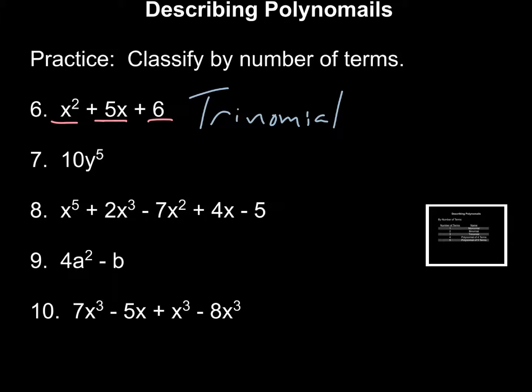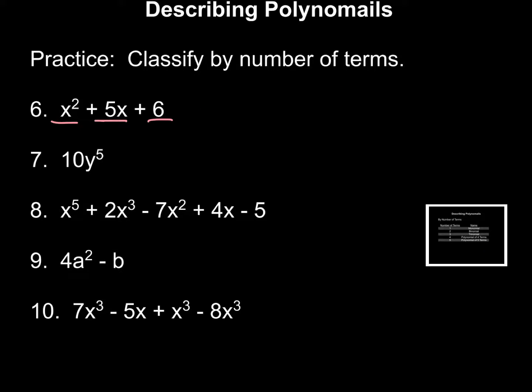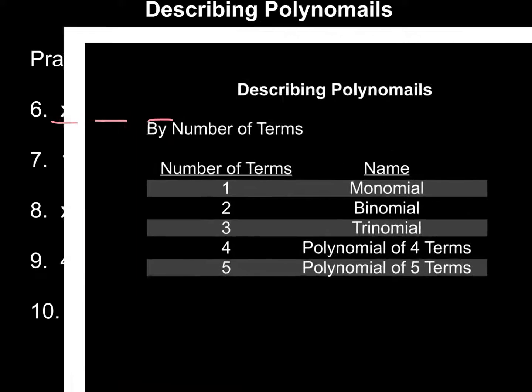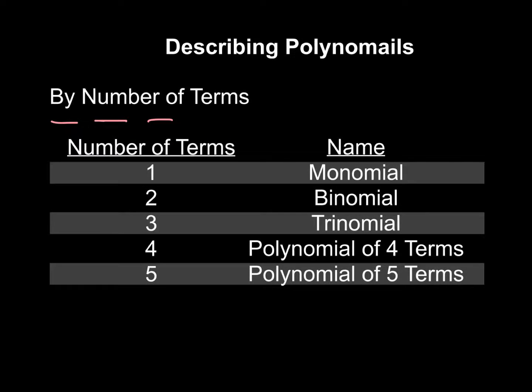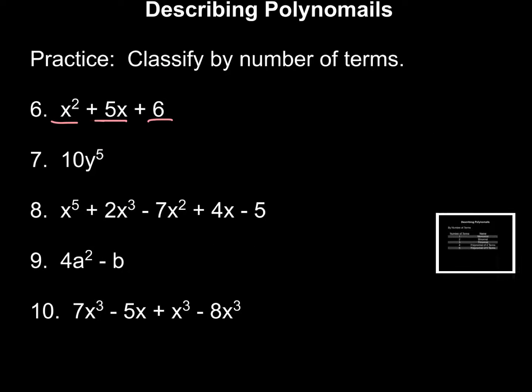Okay, number 7. Number 7, how many terms are there? Well, there's nothing separated by addition or subtraction, so there's just that one term. So if there's one term, what do we call it? If we just have the one term, that's a monomial. All of these where we classify it by number of terms are some sort of an omial. So then this one will be a monomial.